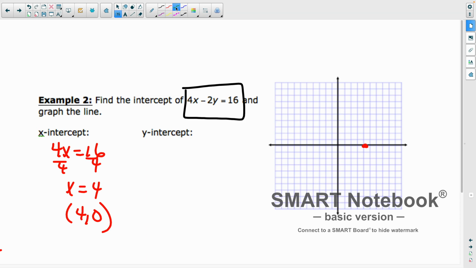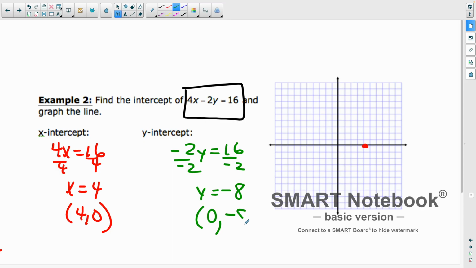Okay? All right. Y-intercept. I'm going to cover up the x because I'm going to make it 0. So that would give me negative 2y equals 16. I'm going to divide by negative 2. So y would equal negative 8. So I plug in 0 for x, I got negative 8 for the y. There's that point. Could you graph the line? Yes, I can, right? Those 2 points are super easy to find, and I can graph that way.